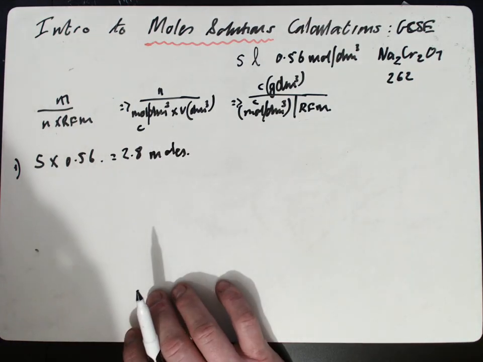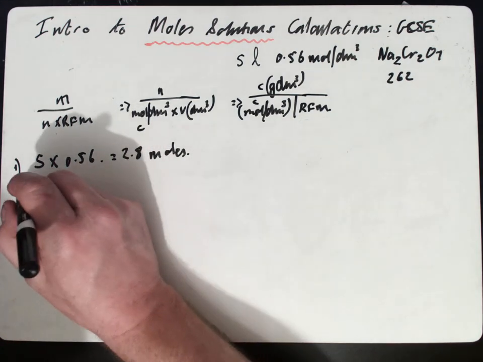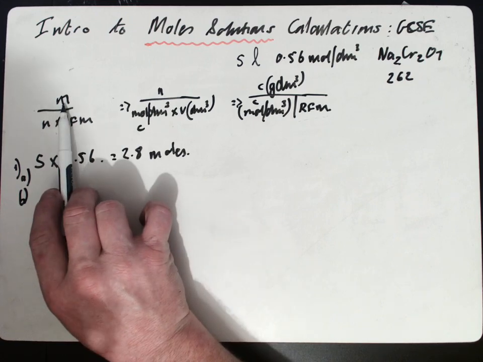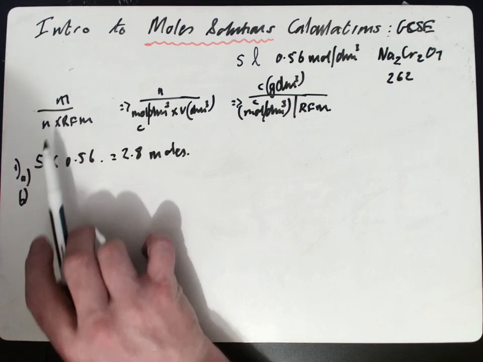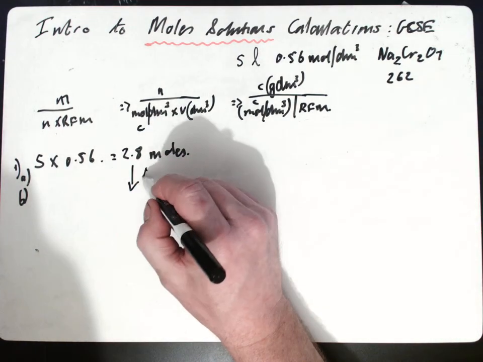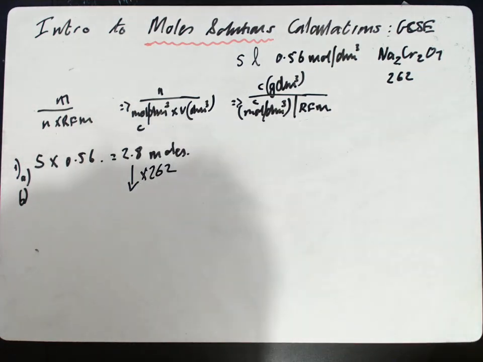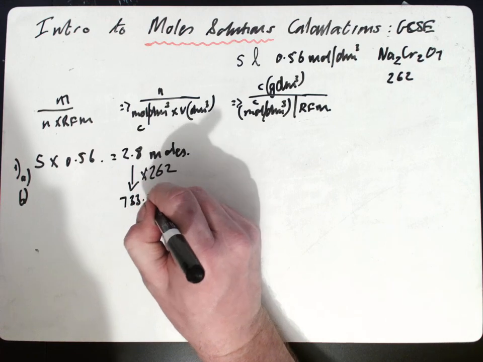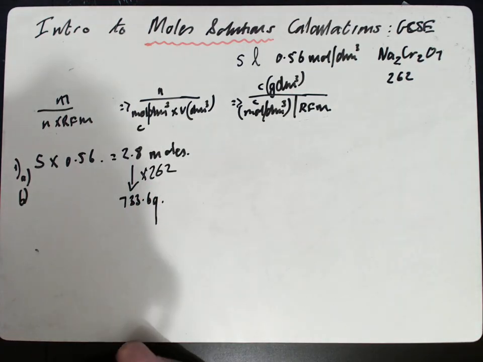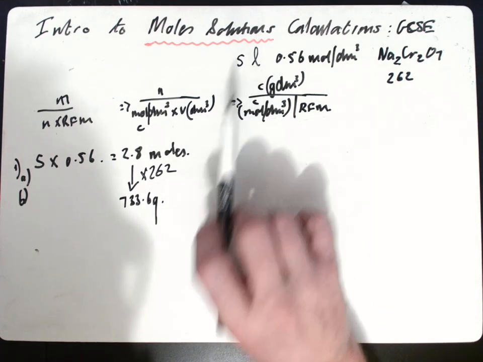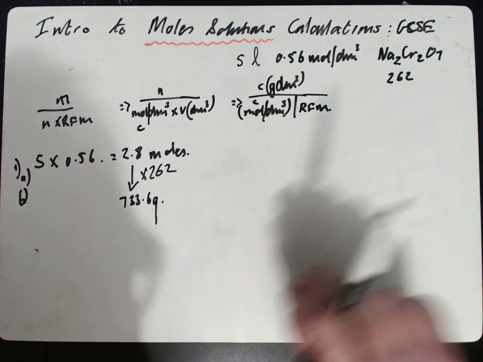So the examiner also asks me then to get the mass. So I've got moles, I'm after mass here. So moles times RFM is the mass. We've already got the RFM up here. If we didn't, we would just quickly calculate it out. And that gives me 733.6 grams. So that's what mass of sodium dichromate I would need in order to make a solution of 5 litres of 0.56 moles per decimeter cubed concentration.